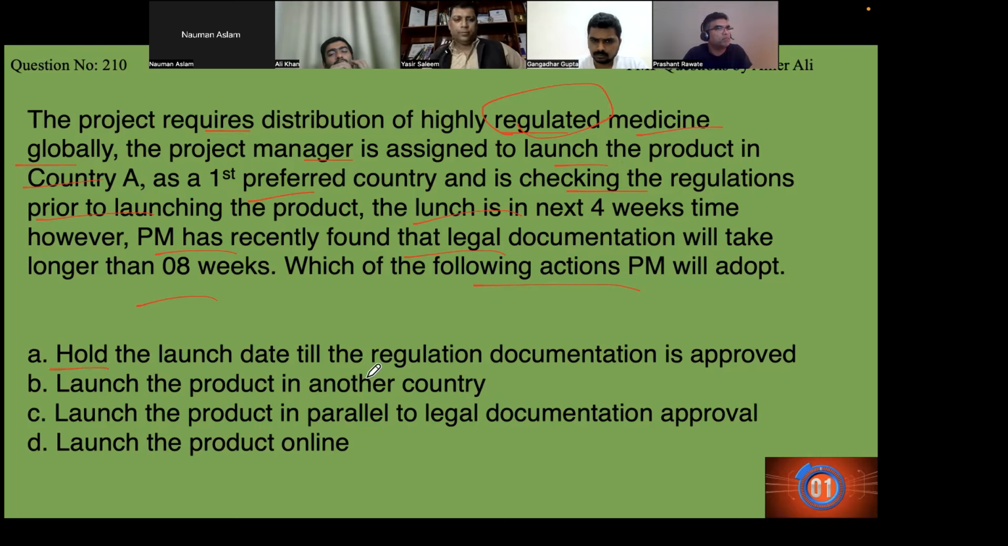Hold the launch date till the regulation document is approved. Launch the product in other country. Launch the product in parallel to legal requirement. Launch the product online. This is an interesting question.